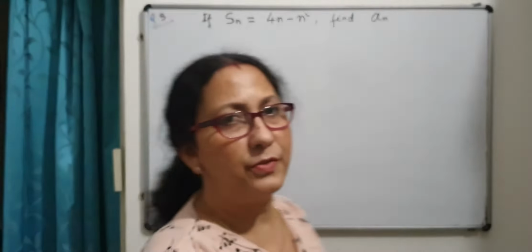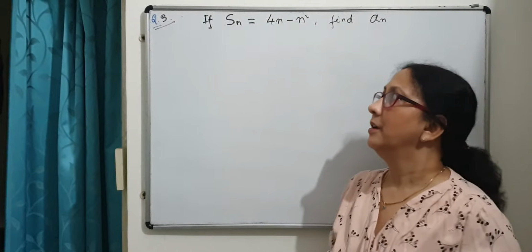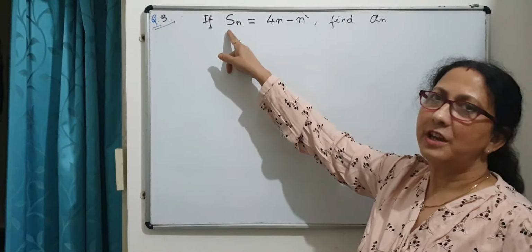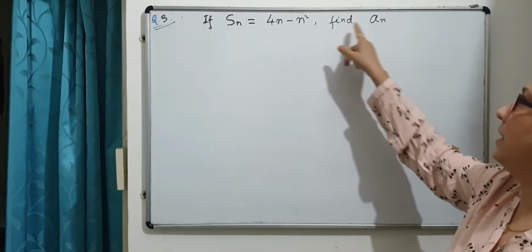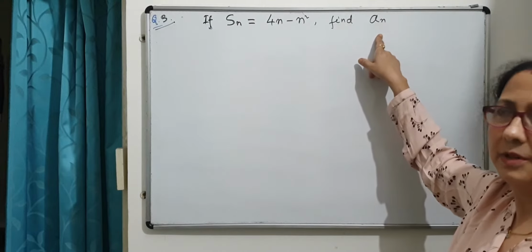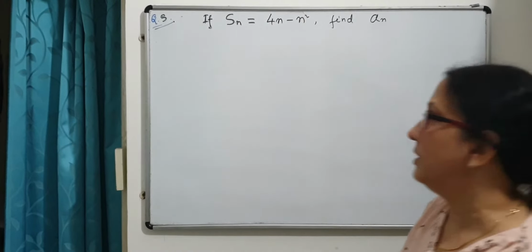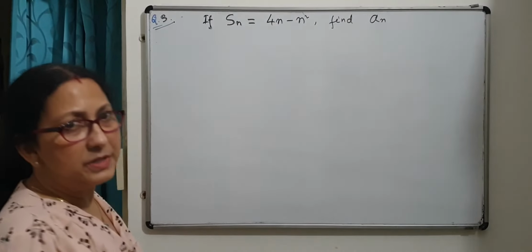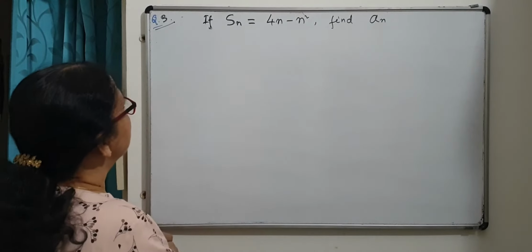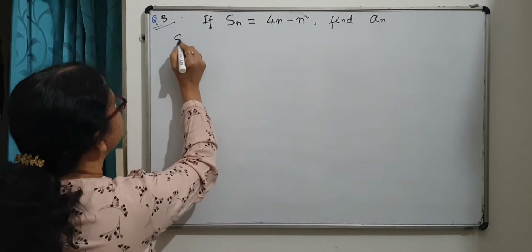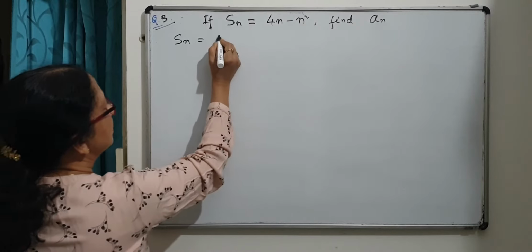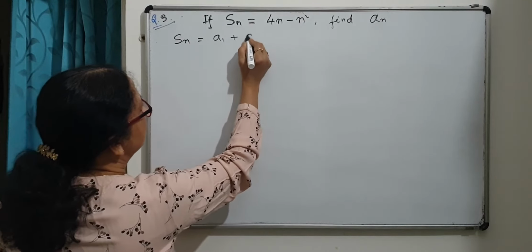Now the next one is a very important question. If the sum of the first n terms is given to you, you have to find the expression for the nth term. So how will you do this? You have to think from the basic concepts. So what is Sn? First let me visualize. Sn is equal to the sum of the n terms from the beginning.